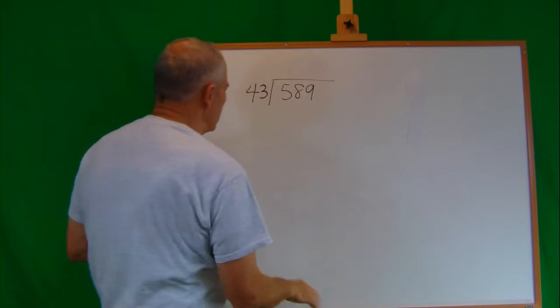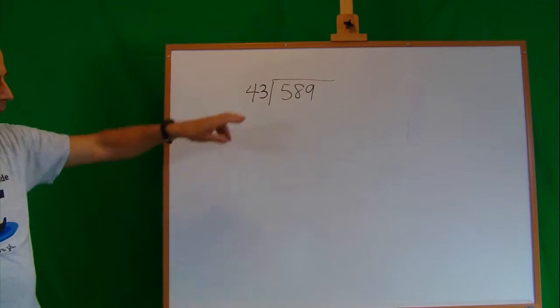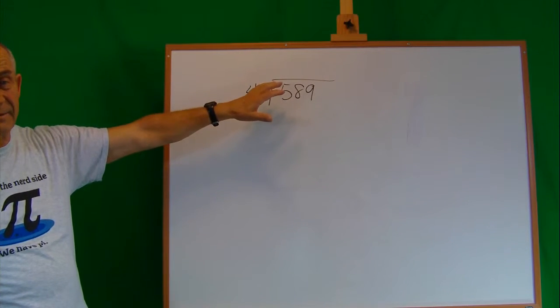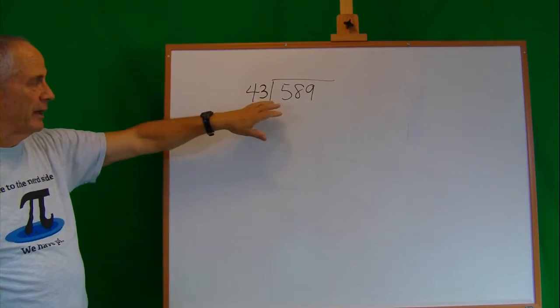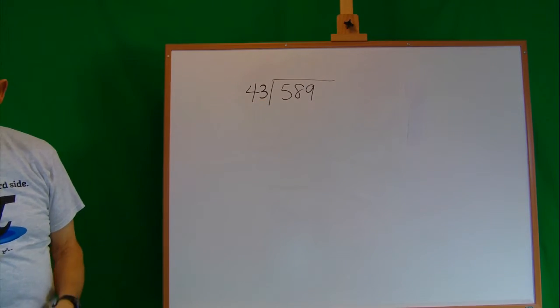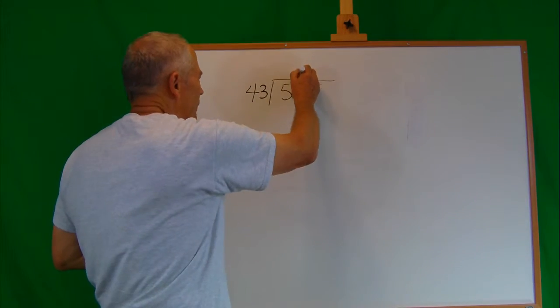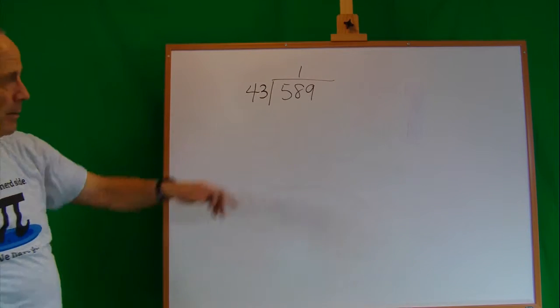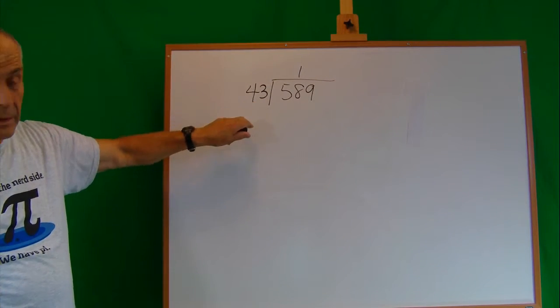This might, well, let's try it. Okay. First of all, I see how many times will 43 go into 5? That's 500, I don't know. But when I try 43 into 58, I can see, I think that goes one time, and I'm pretty sure it does. So I put my 1 up there, then I multiply, times the whole number.